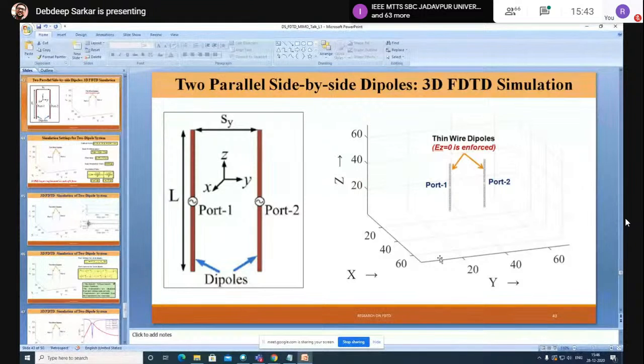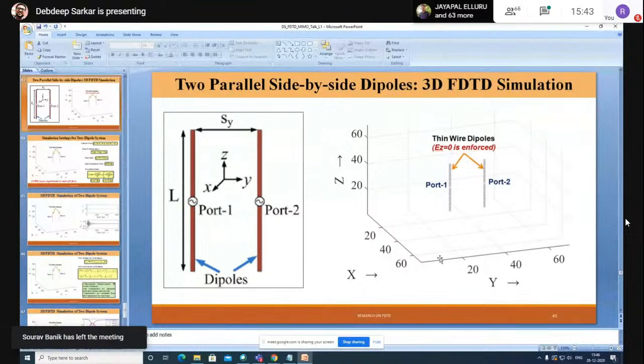Yeah. Okay, thank you. The last question is, can you comment on the effect of meshing cell on design analysis of an antenna? Yeah, definitely. I think in yesterday's talk there was some discussion on it.